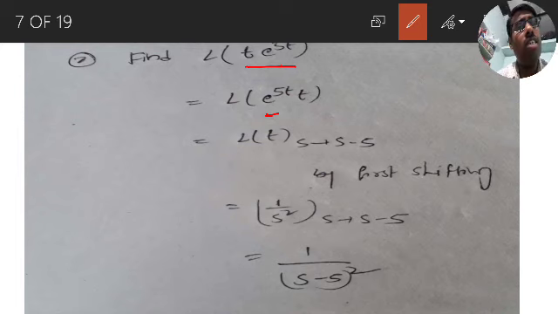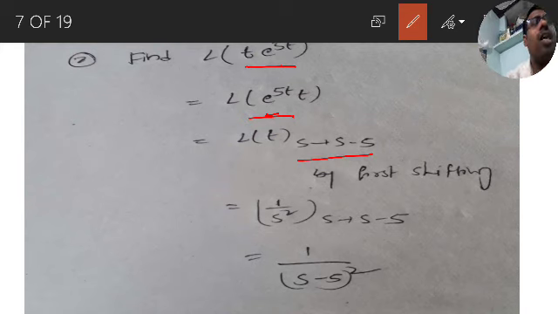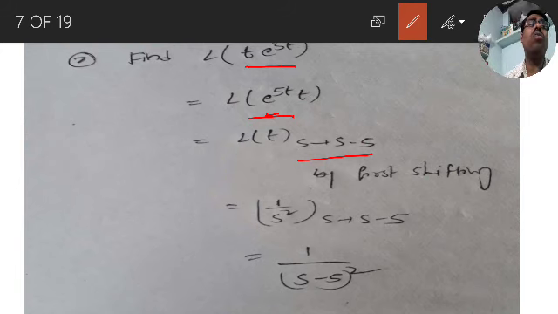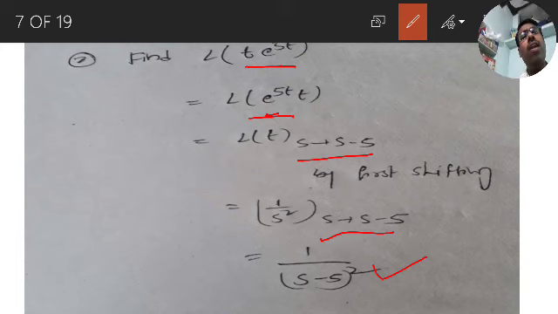What does first shifting theorem say? If a function is multiplied by e power of at, then you have to replace s by s minus a, and if it is e power of minus at, replace s by s plus a. Now it is e power of 5t, therefore you have to replace s by s minus 5. What is L of t? L of t power of n is equal to n factorial by s power of n plus 1. So L of t power of 1 is 1 factorial by s square. What is 1 factorial value? 1. Now replace s by s minus 5, you get 1 by s minus 5 whole square. Are you able to get it?